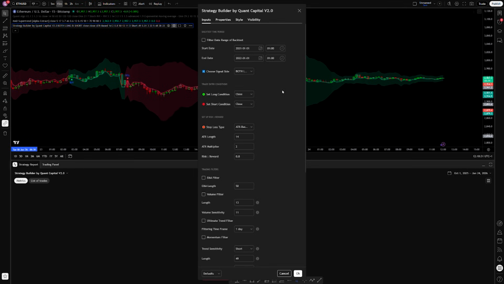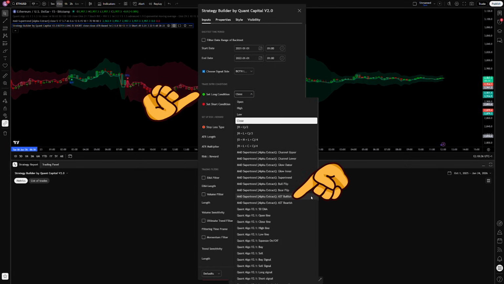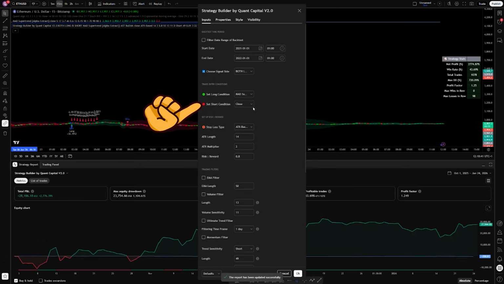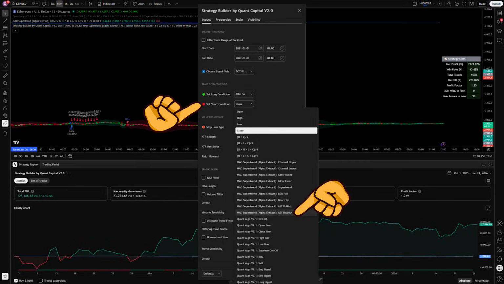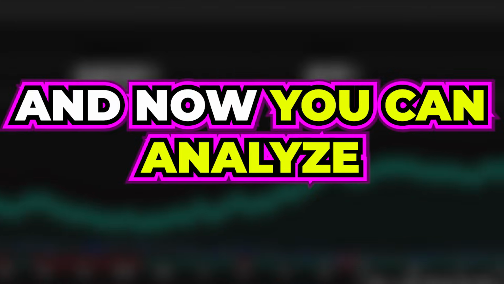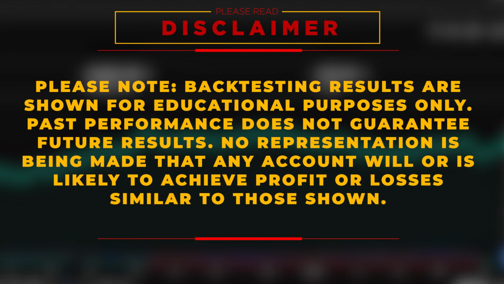Just open the Builder's settings, go to the Set Long Conditions tab, select the parameter that matches the indicator's buy signals, and repeat the exact same steps for the sell signals. And now you can analyze your strategy like a pro. Note that backtesting results are shown for educational purposes only. Past performance does not guarantee future results.